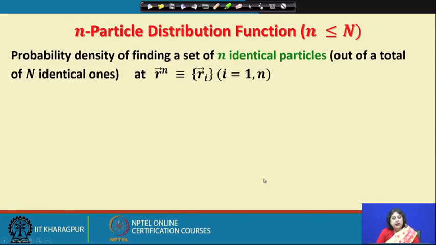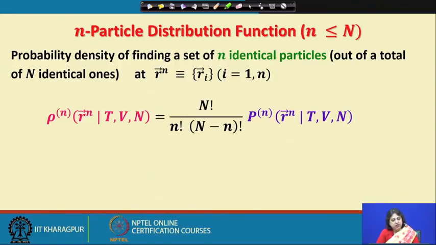So, how do I define this n particle distribution function? This is the probability density of finding a set of n identical particles out of a total of capital N identical ones at some given positions. And this by definition is related to this equilibrium configuration space probability density multiplied by the number of ways in which you can choose small n particles from a set of capital N.